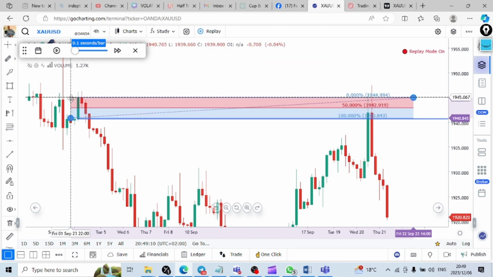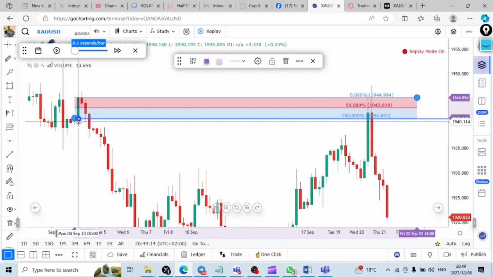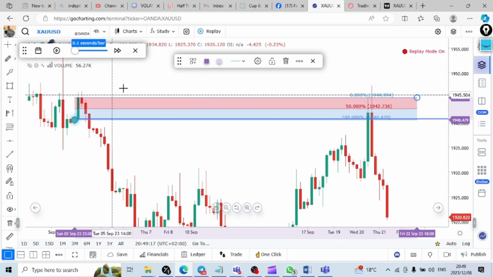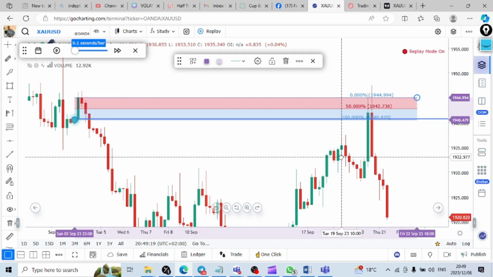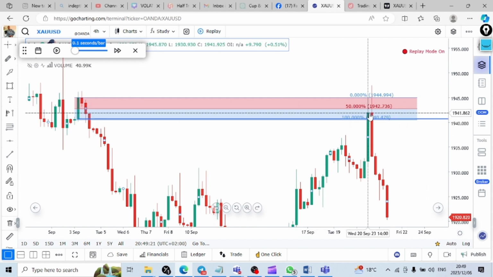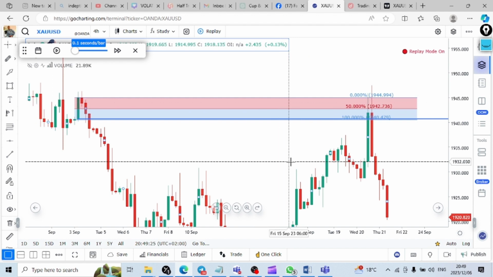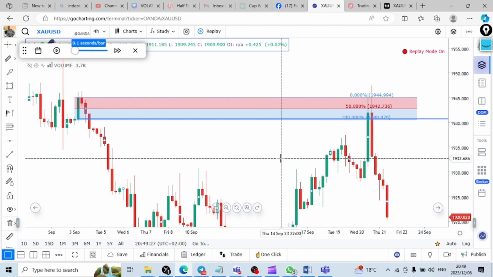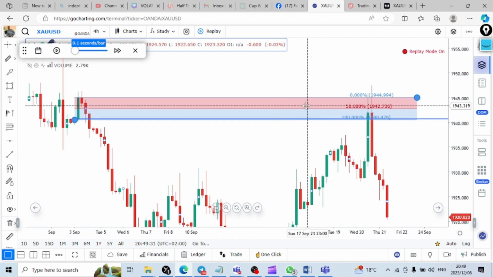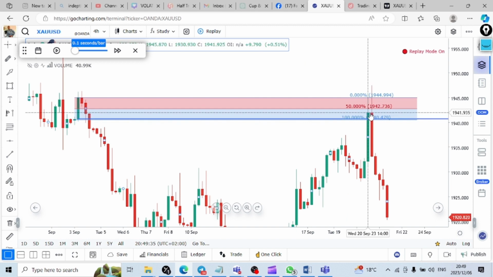So this is my Fibonacci, and I have the 50% level here. You mark the body of the candle here, and you want the price to close below the 50% of this order block. This signifies that there is a high likelihood that price is going to respect that order block. And we can see the mean threshold, price didn't close below this mean threshold.